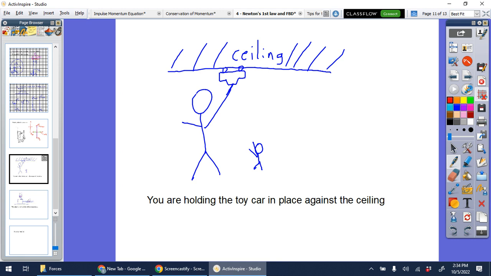All right. So that is me holding that toy car up against the ceiling. Stupid little sucker. All right. So you're holding that toy car up against the ceiling, and so you want an FBD of the toy car as well.